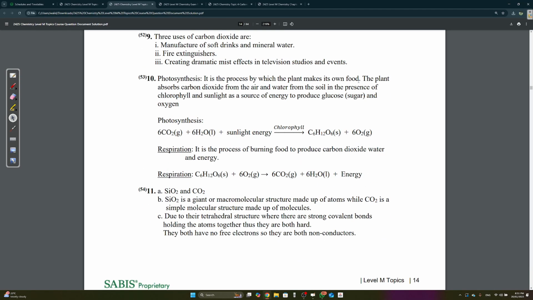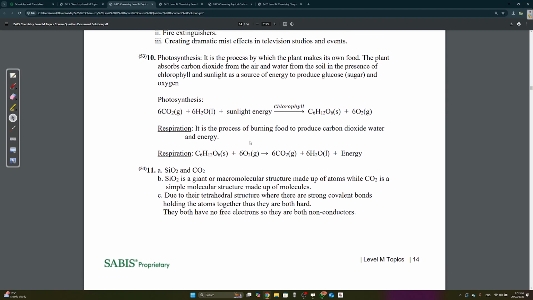Photosynthesis is where the plant manufactures its own food, right? It absorbs carbon dioxide from the air and water from the soil, and it produces oxygen and glucose, but it has to be in the presence of sunlight energy and chlorophyll. Everybody at this stage in grade 11 should know what photosynthesis is. Respiration is the process by which any organism on Earth produces energy by burning food. It's burning one glucose in the presence of oxygen to produce carbon dioxide and water plus energy. These are reverse reactions of each other, by the way.